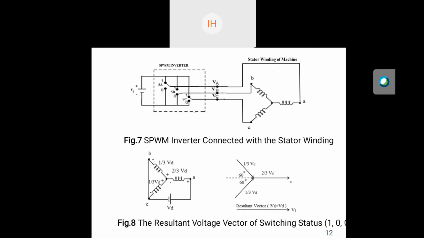So here the DC voltage distribution is shown. The voltage between phase A and neutral is 2/3 Vdc, and similarly V_BN is equal to minus 1/3 Vdc, and V_CN is equal to minus 1/3 Vdc. So taking phase A as reference, we have got the value of V1, that is switching status 100. The magnitude of V1 is equal to Vdc, and it is along the direction of phase A.